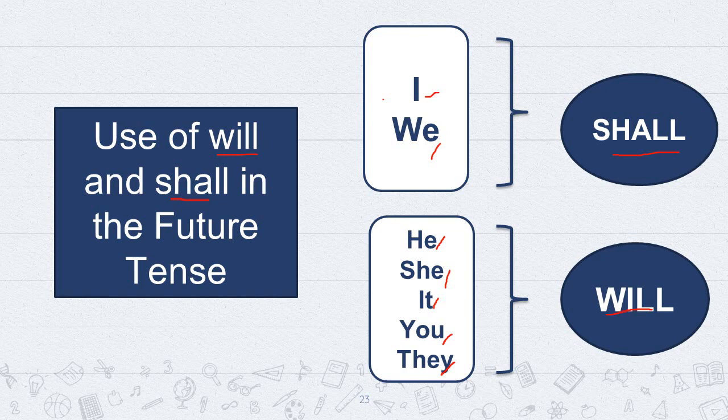I or we are used with shall. He, she, it, you, they are used with will. Means shall is used with the first person, and will is used with the second and third person.